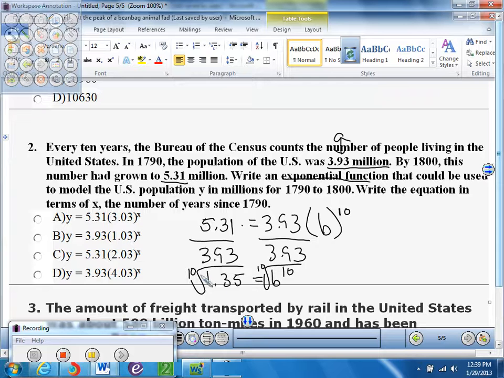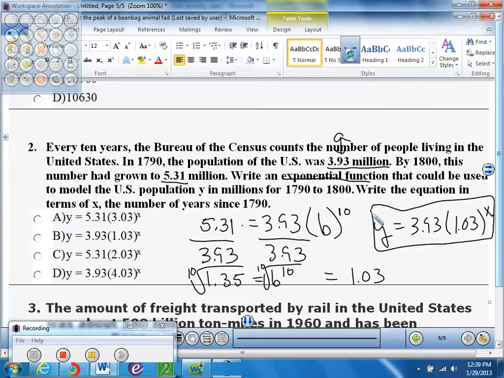Okay, now when we do this, I may have to show you on your calculator how to do this, but the calculator should handle this. We're going to take the 10th root of both sides, and so we end up with 1.03 as our base. So the equation would be y equals 3.93 times 1.03 to the x power. That would be the model, the function that would give us our values for the population for any year between 1790 and 1800.